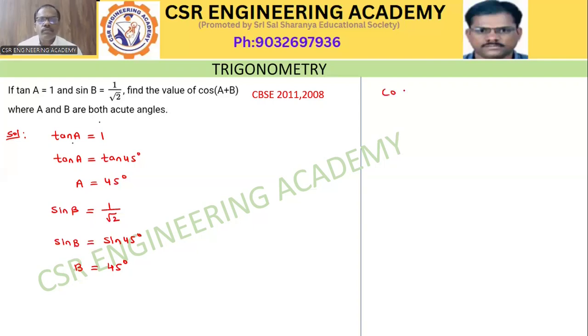Cos(A plus B) is equal to cos(45 degrees plus 45 degrees) is equal to cos 90 degrees. Cos 90 degrees is equal to 0.